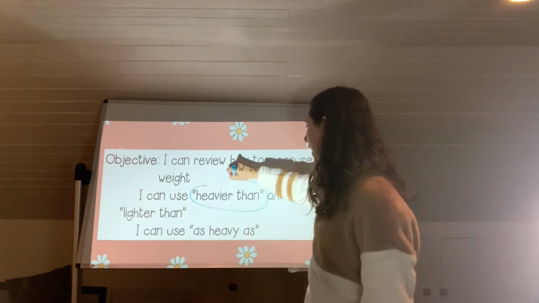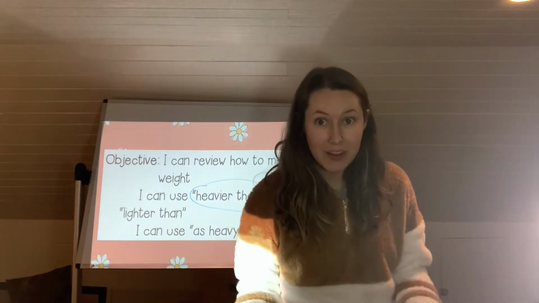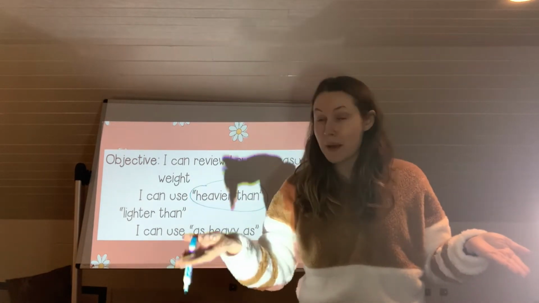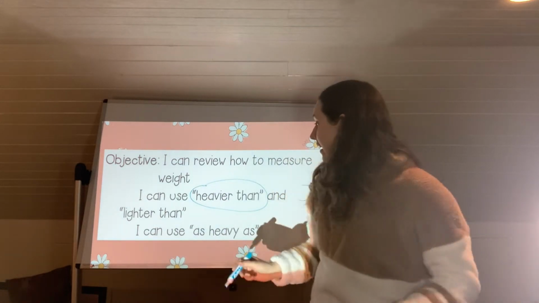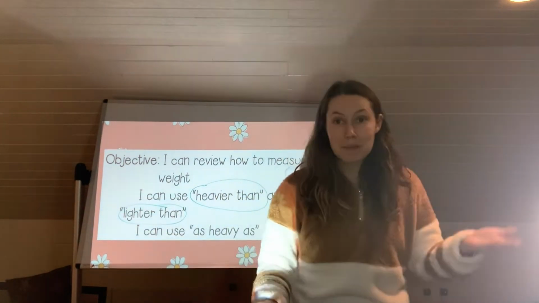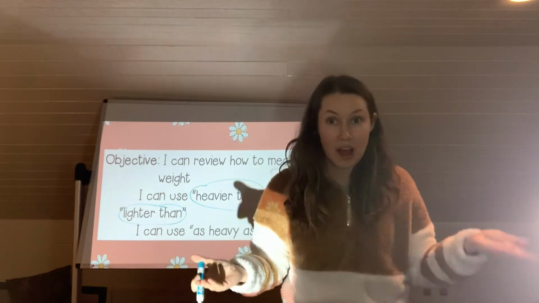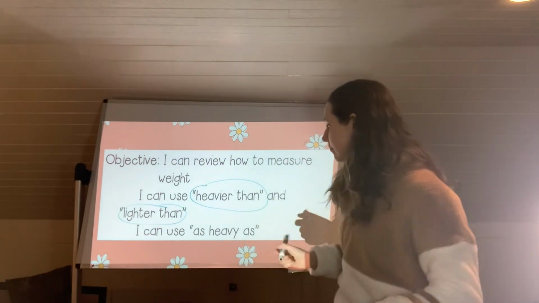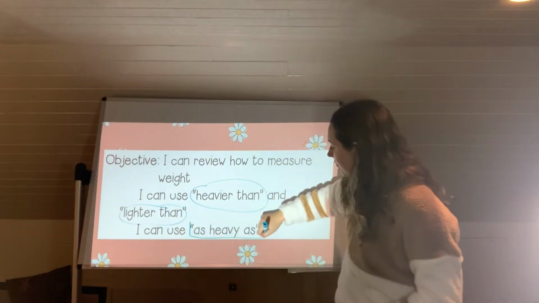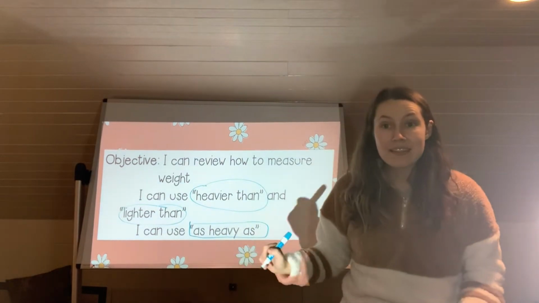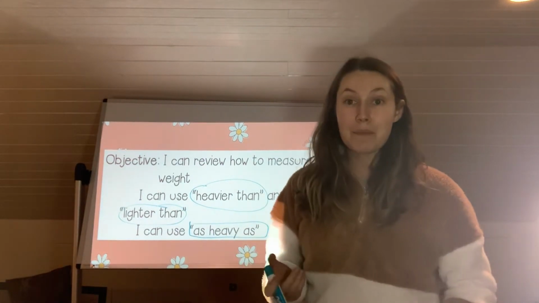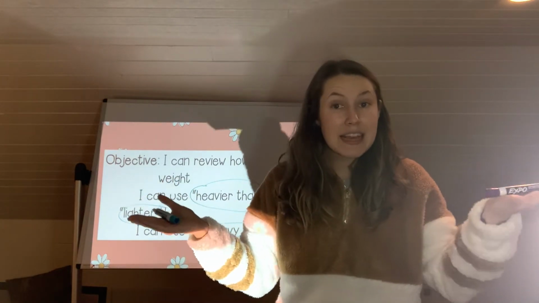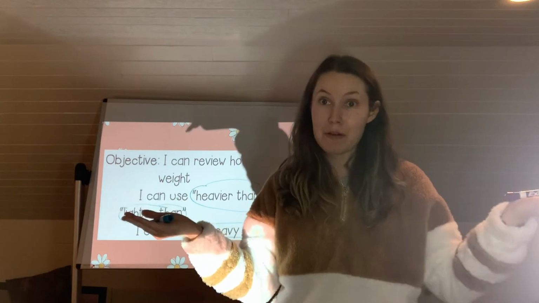So heavier than. When I say something is heavier than something else, I'm comparing two items, and I'm going to name one of them being heavier than the other one. Same thing with lighter than. When I'm comparing two items, I can tell which one is not as heavy, and I can compare it to the other and say it is lighter. That phrase, as heavy as, that means that things are the same weight. If something is as heavy, like my purple marker is as heavy as my blue marker, they are the same weight. If I had them on a scale, they would be balanced.